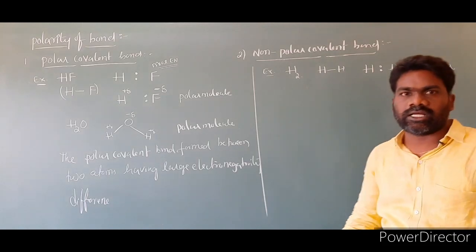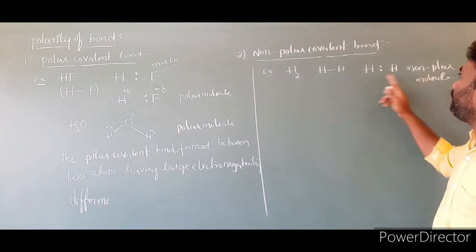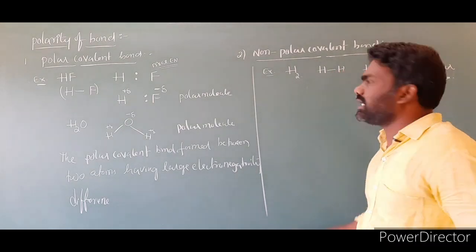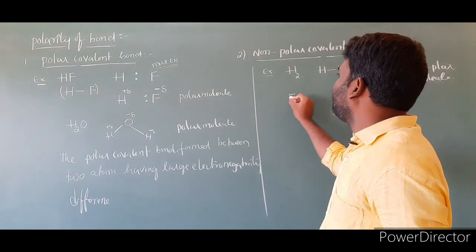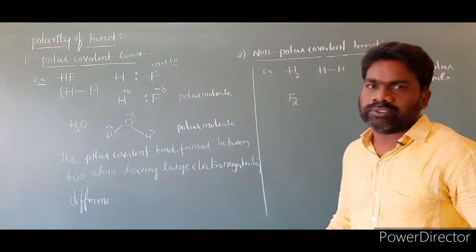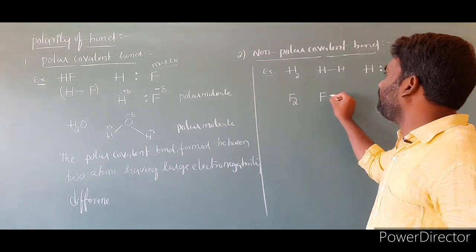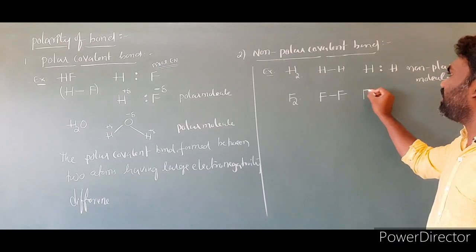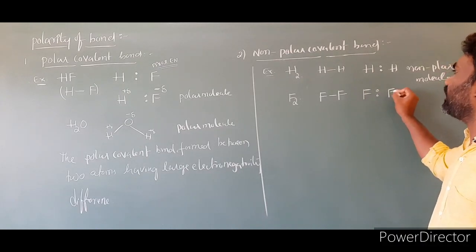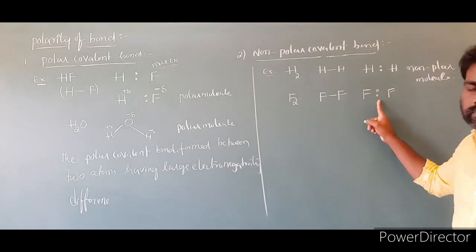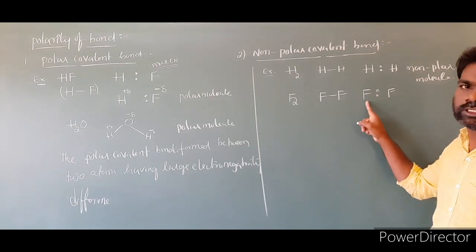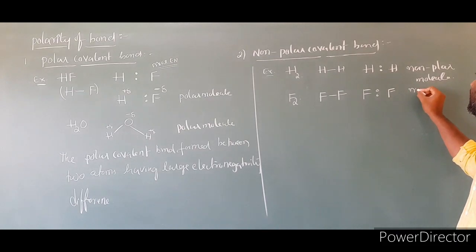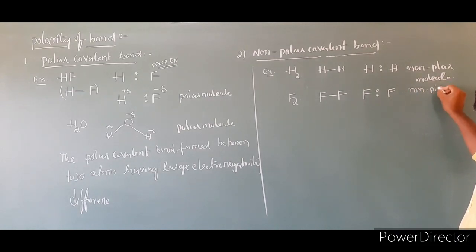This molecule is a non-polar molecule, and this bond is called a non-polar covalent bond. Let us take one more example for better understanding. I am taking the F2 molecule. So for the F2 molecule, we can write the bond as F bond F. This bond pair of electrons is exactly located between the two fluorine atoms. So it is not very close to any fluorine atom because both are similar atoms. So this molecule is a non-polar molecule.